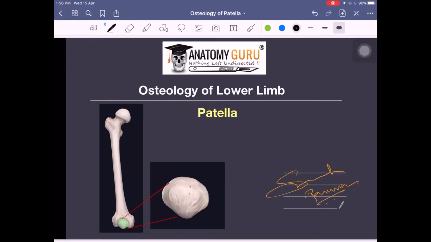Welcome back, friends. So we'll continue the osteology of lower limb. So in this session we'll do the patella. It is also called the kneecap. It's a very small topic. It will not take much time and is very easy to understand also.